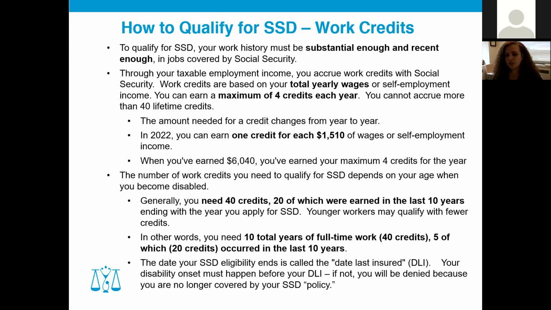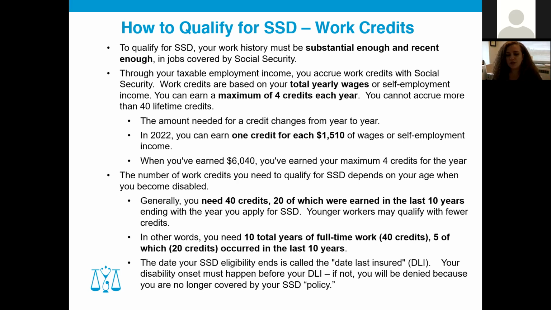And generally, you would need about 40 of those credits, 20 of which have to be earned within the last 10 years. Younger workers may qualify with fewer credits, and there's a chart on the SSA.gov website that you can access, which basically says if you become disabled between 20 and 25 or 30 and above and so forth. So it will tell you exactly how many credits you need, but generally it's about 40. Younger people, it may be less. So in other words, you would need about 10 total years of full-time work, which would equal 40 credits, and 5 of which occurred in the last 10 years.